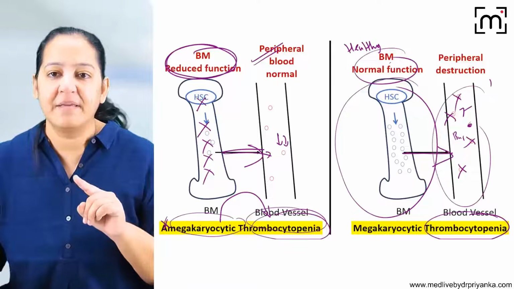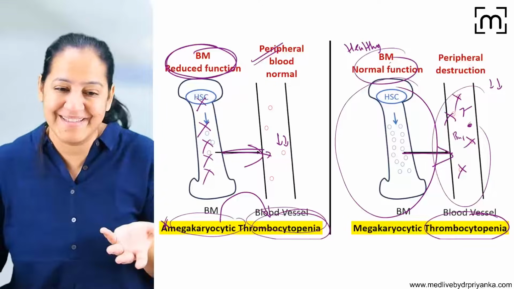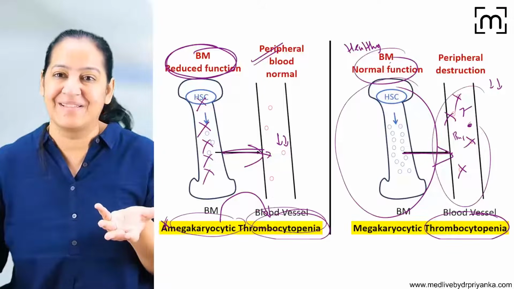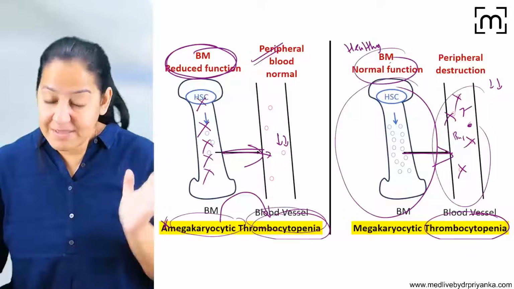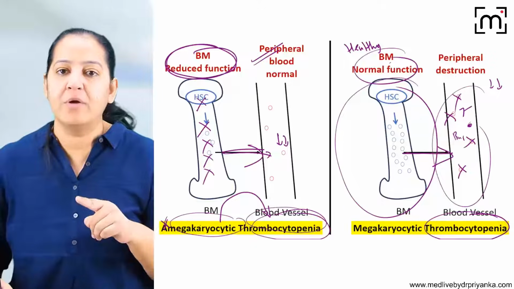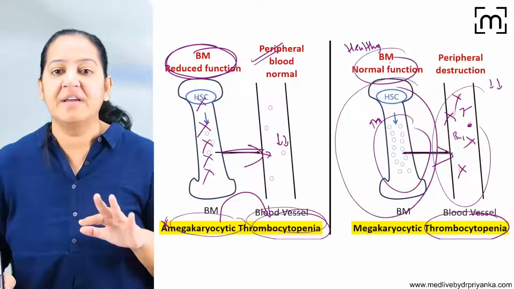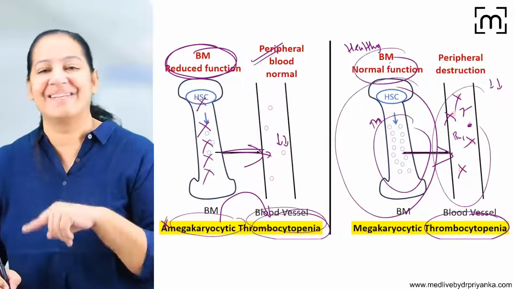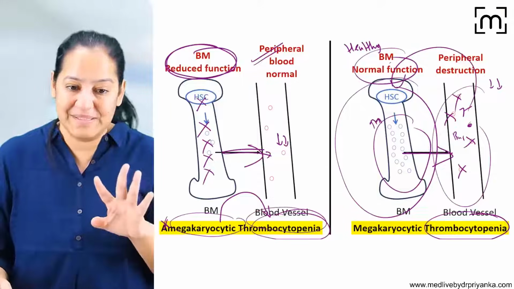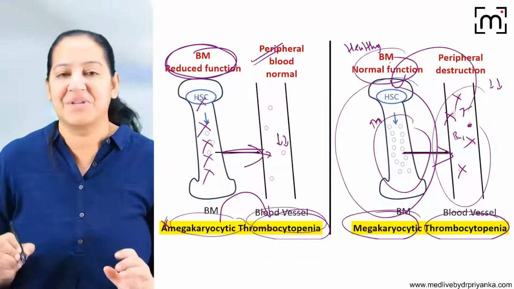But since in the blood there is less platelet, bone marrow will try to compensate. In the body there is always a compensatory mechanism. So bone marrow will try to compensate and synthesize more platelets. So in the bone marrow there will be more megakaryocytes as compared to normal. So you can appreciate here the megakaryocytes are more and the platelets are less. This one is known as megakaryocytic thrombocytopenia.